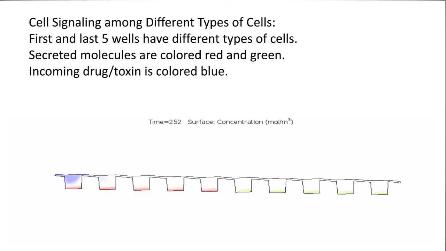In this simulation, one type of cells sit in the first 5 chambers and another type of cells sit in the last 5 chambers in the series. Their secreted molecules are shown in red and green respectively. The incoming drug or toxin is still shown in blue. SciFlow made observing cell signaling between different types of cells under incoming drug or toxin in an in vitro environment possible.